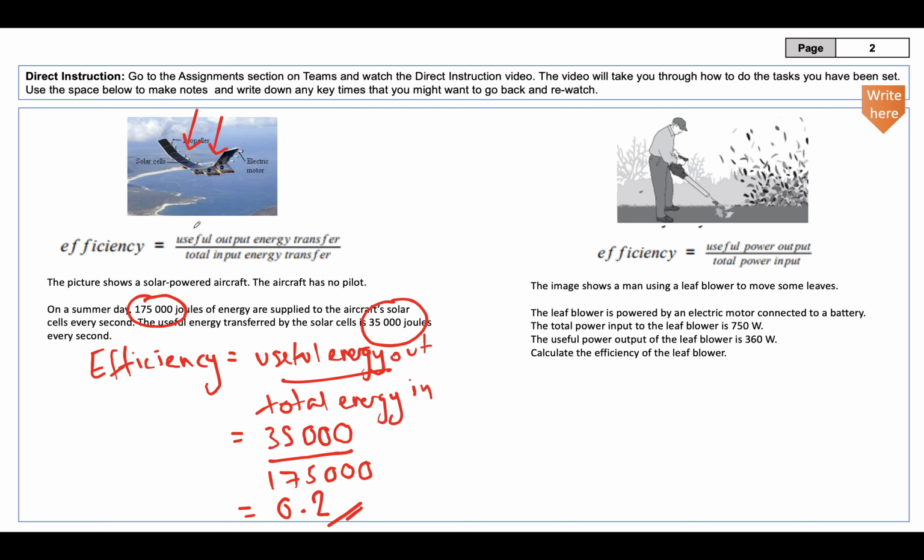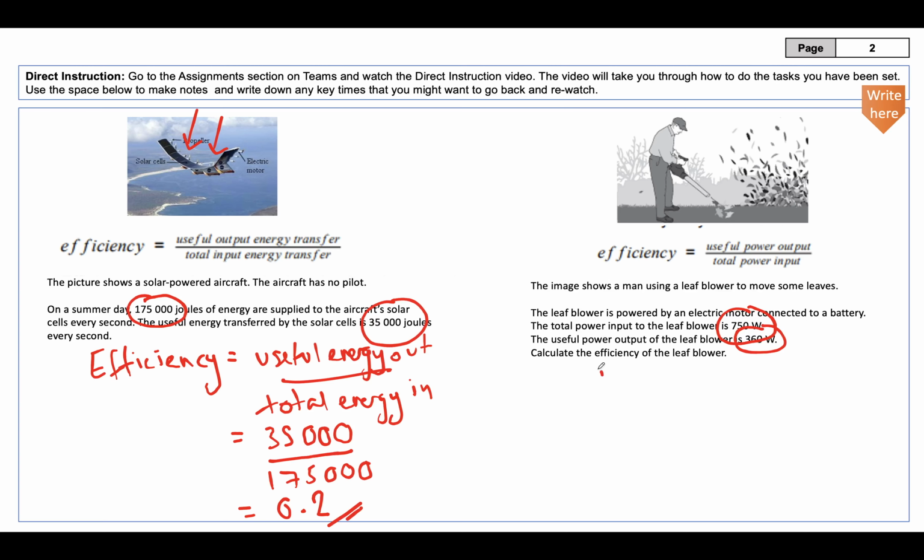So this is the first way I've done it. We've used the energy to work out the efficiency. We can also do exactly the same if we know the power. So power is just energy per second, so it's almost an identical calculation. I've used the example of a leaf blower here. So he's using the blower to move some leaves. It's powered by an electrical motor. The total power in is 750 watts. The output is 360 watts. I've just covered that over. That wasn't very clever, but never mind. So we've got 750 in. We're getting 360 useful out. So don't forget, a watt is 1 joule per second.